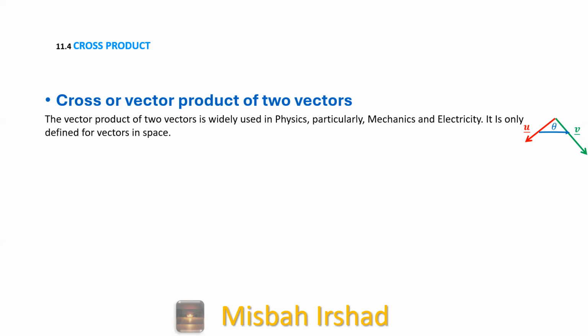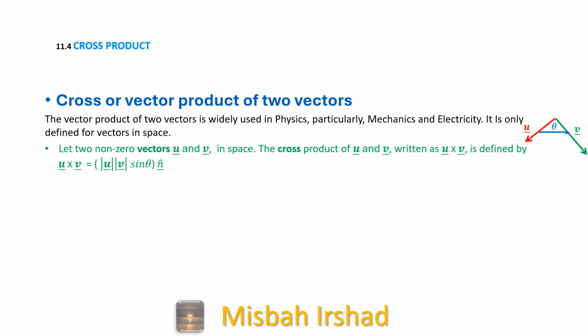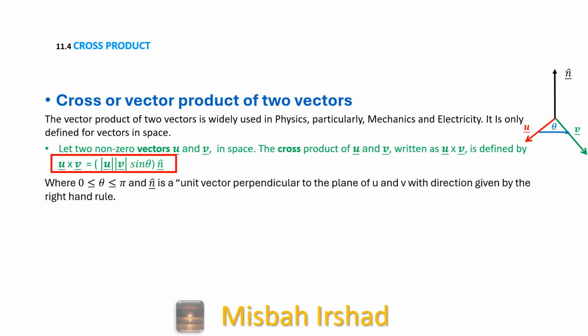If we have two non-zero vectors u and v, and let theta be the angle between them, then the cross product of u and v, u cross v, is defined by the magnitude of u times the magnitude of v times the sine of the angle between the vectors, multiplied by the unit vector which is perpendicular to the plane containing both vectors u and v. Theta lies between 0 and pi.